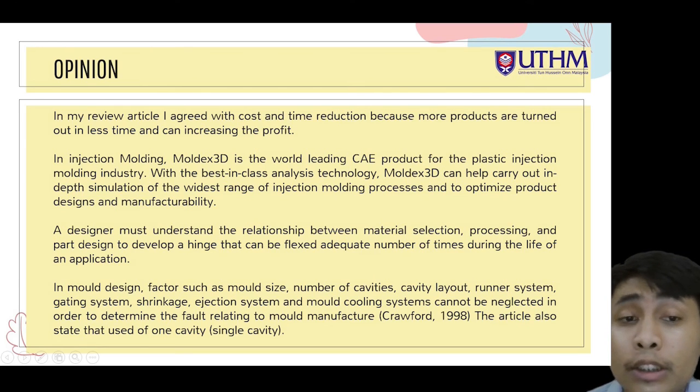Okay, in mold design, factors such as small size, number of cavities, cavity layout, runner system, gating system, shrinkage, ejection system, and mold cooling system cannot be neglected in order to determine the faults relating to mold manufacture. For this I focus on the runner system they use in this research paper, which is a trapezoidal runner. For the trapezoidal runner, I agree with this because at present the runner is widely used for better fluidity and lower assembly precision relatively compared with the other runners.